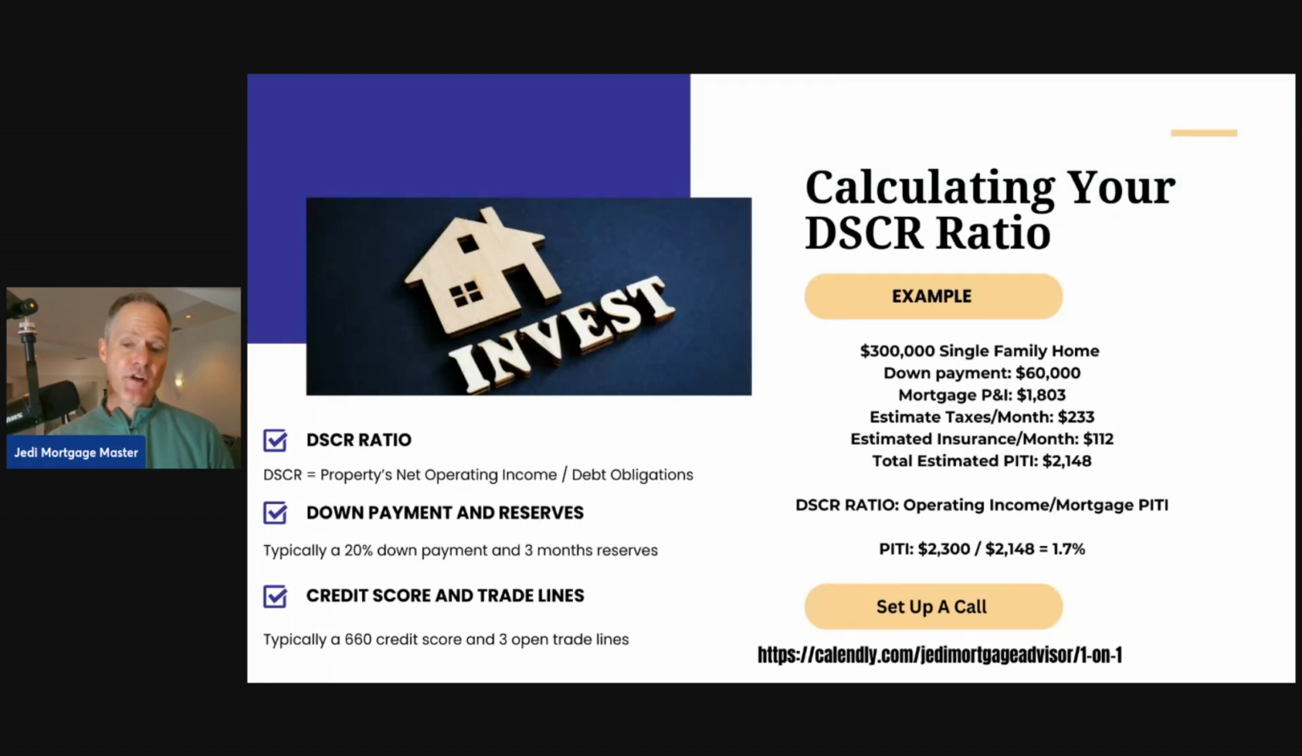And it does have a credit score requirement. I mean, to get approved for this loan, you don't have to have the income side of it, but you do have to have the credit score side of it. Typically, it's about a 660. And if you're there already, that's awesome. The higher score, the better.